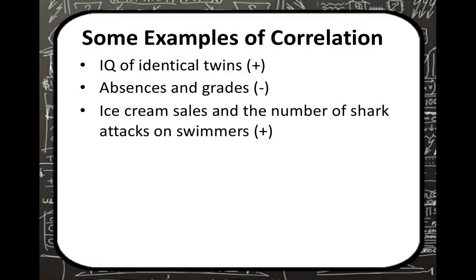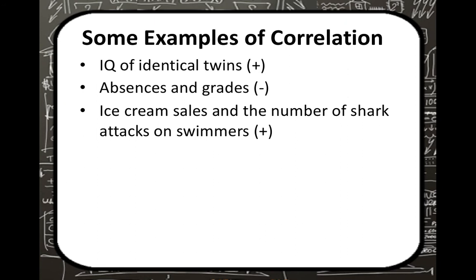So some examples of correlation. The IQ of identical twins. Identical twins share the same DNA, right? They started as one sperm and one egg combined, and then that split. So they have the exact DNA, so you would expect them to have at least very similar IQs, right? So if you measure the IQ of one twin, the other one should be pretty similar. So that's a positive correlation.